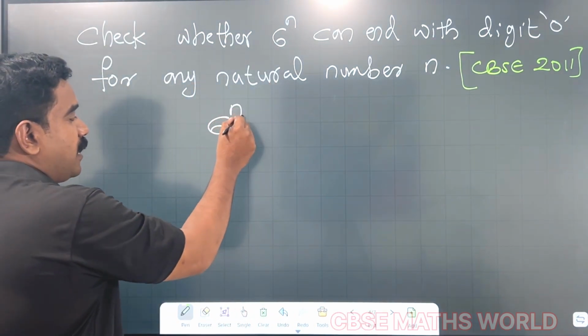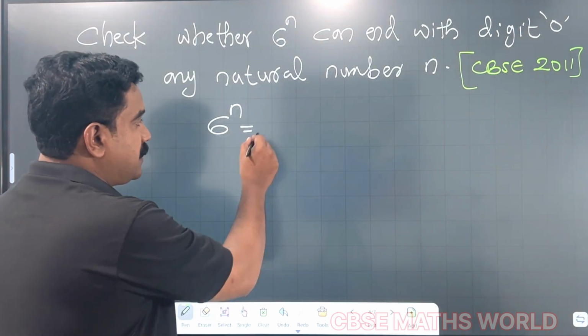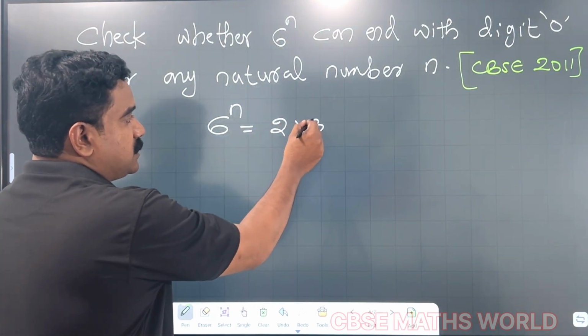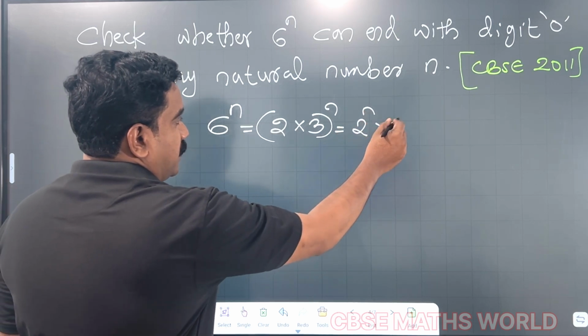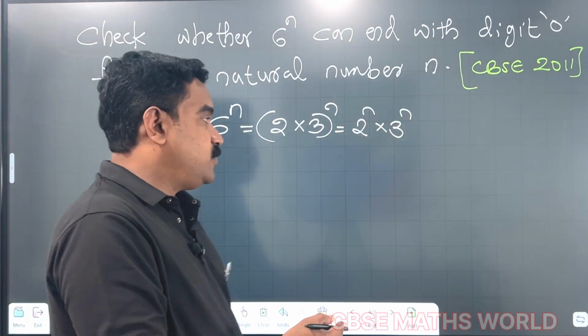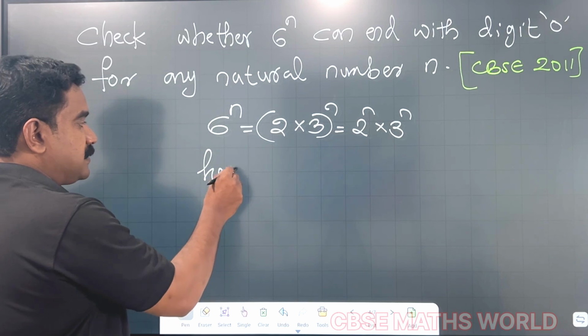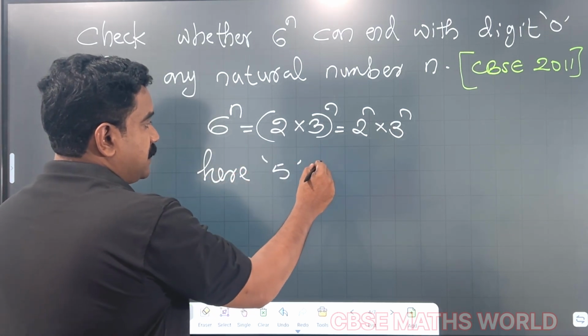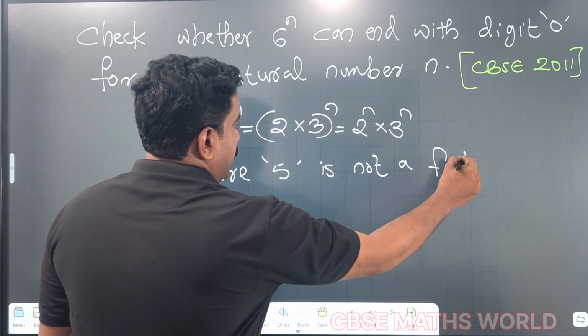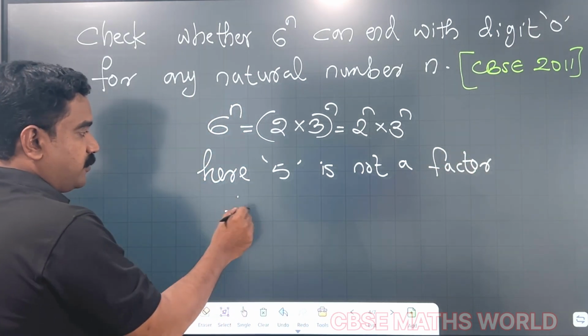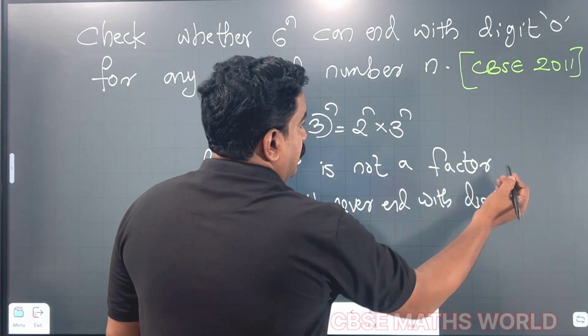6 raised to n, how can you prime factorize 6? 6 is equal to 2 into 3. So this is 2 into 3 all raised to n. You can write 2 raised to n into 3 raised to n. Here where is 5? No 5. So 5 is not a factor. Therefore, it will never end with digit 0. This is the answer.